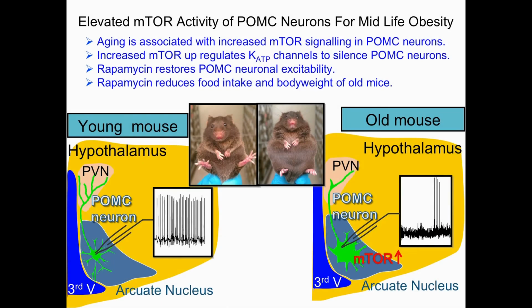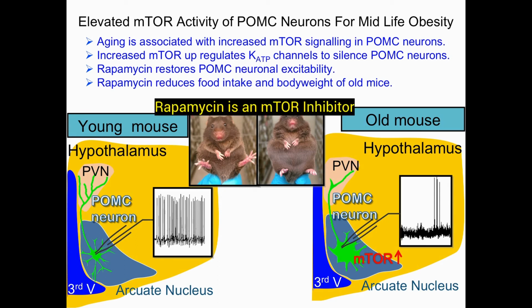In summary, I found that age-dependent obesity is associated with increased mTOR signals in POMC neurons, and this increased mTOR upregulates the KATP channels to silence the POMC neurons. And rapamycin actually restored these neuronal excitabilities and reduced food intake and reduced the body weight in old mice. Thank you.